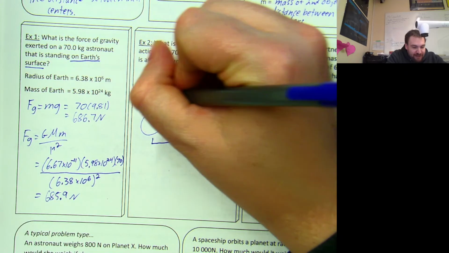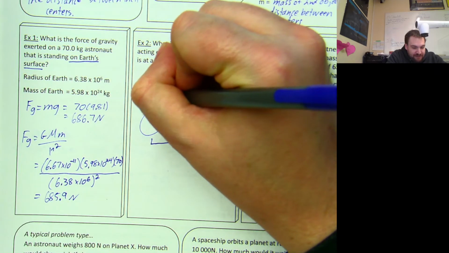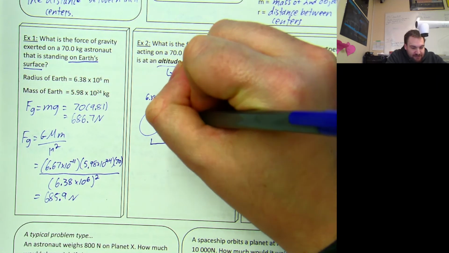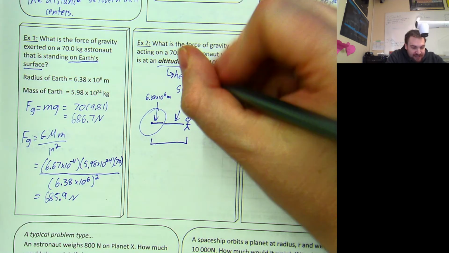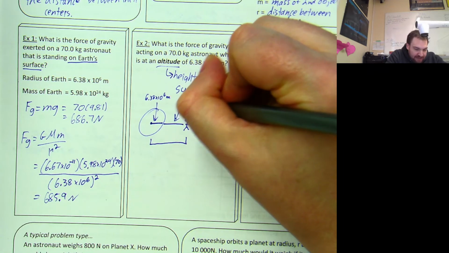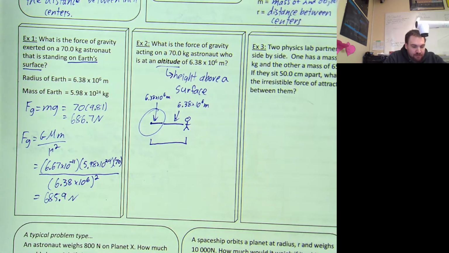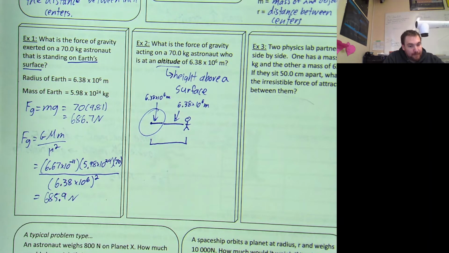That distance there is the radius, 6.38 times 10 to the 6 meters. This distance right here, we're told in the question, is an altitude of 6.38 times 10 to the 6 meters. What's the total distance between them?